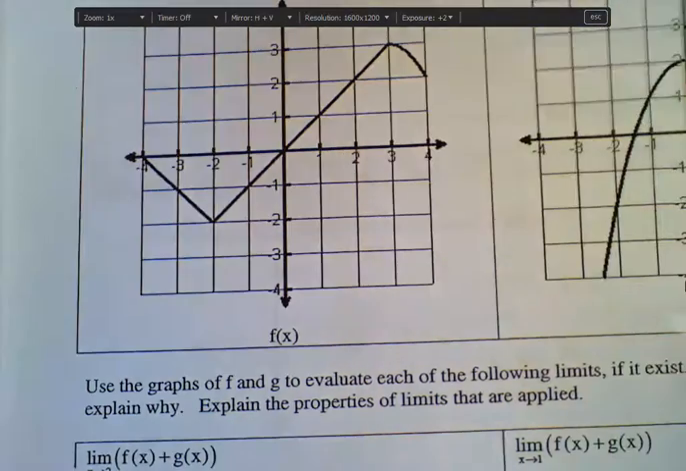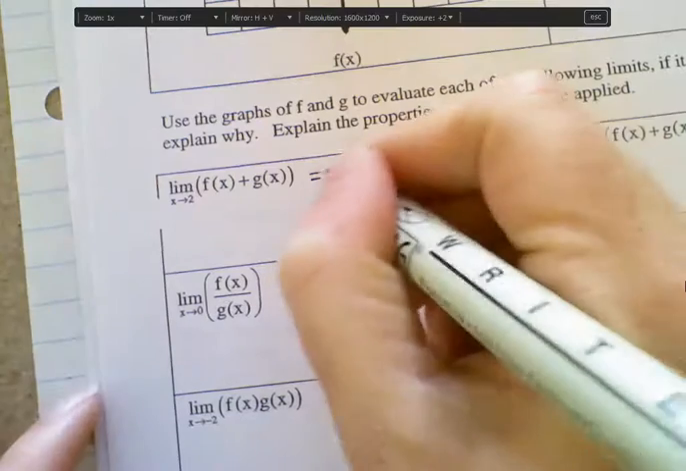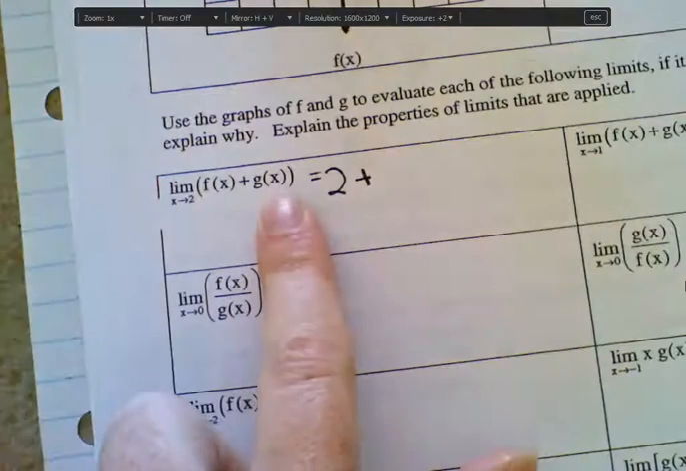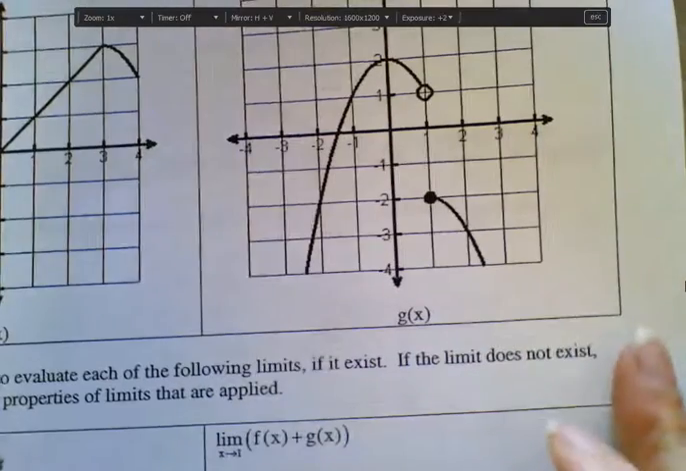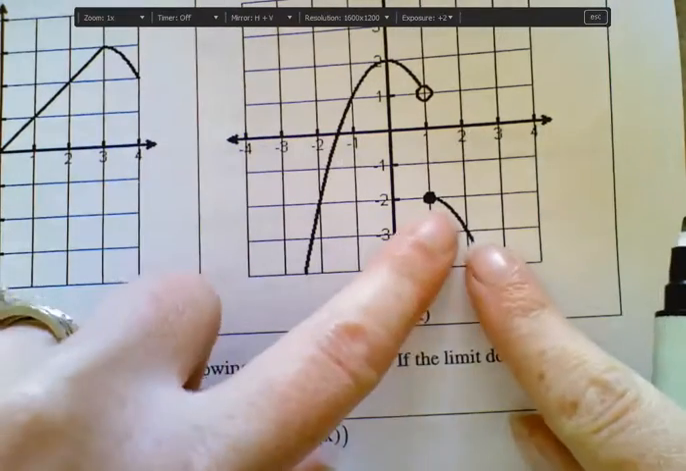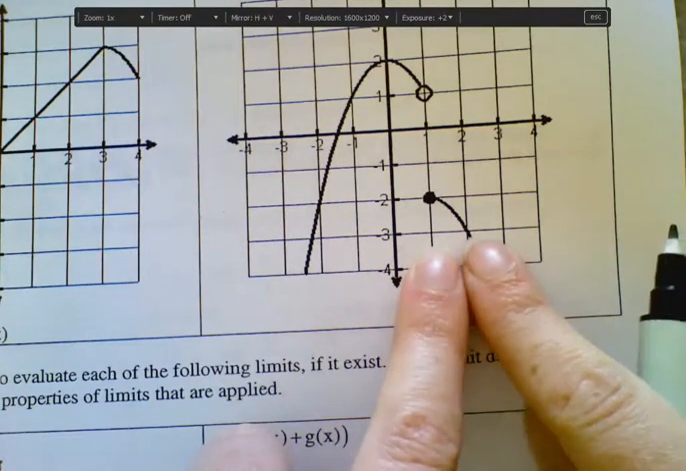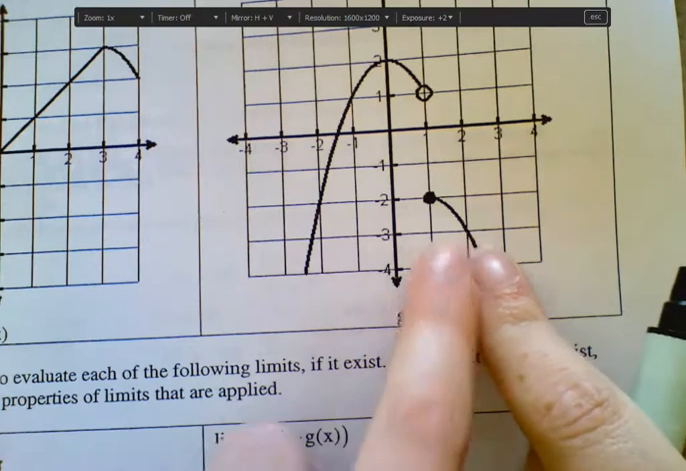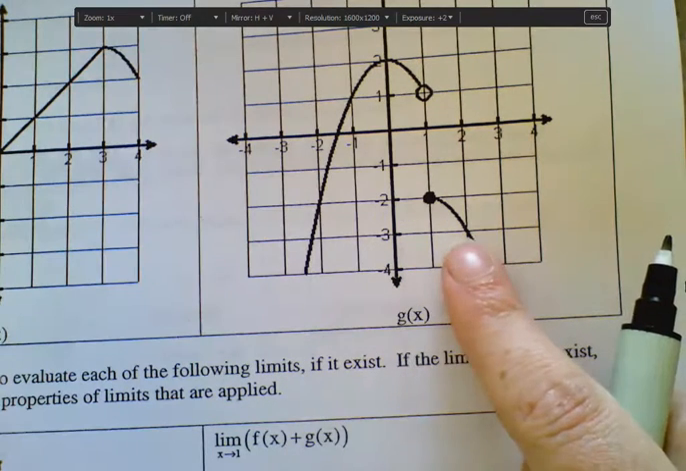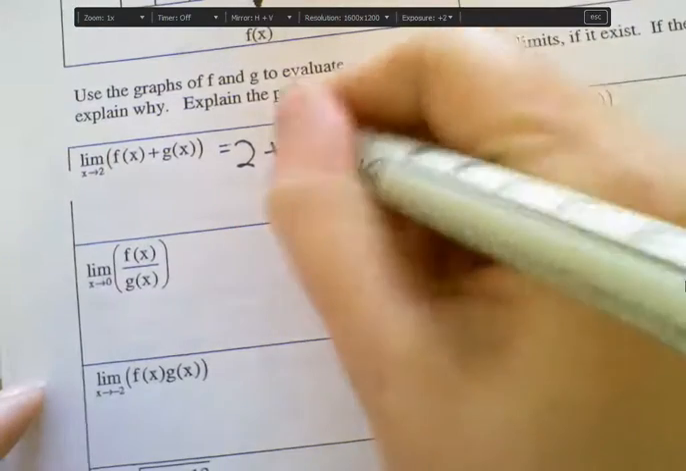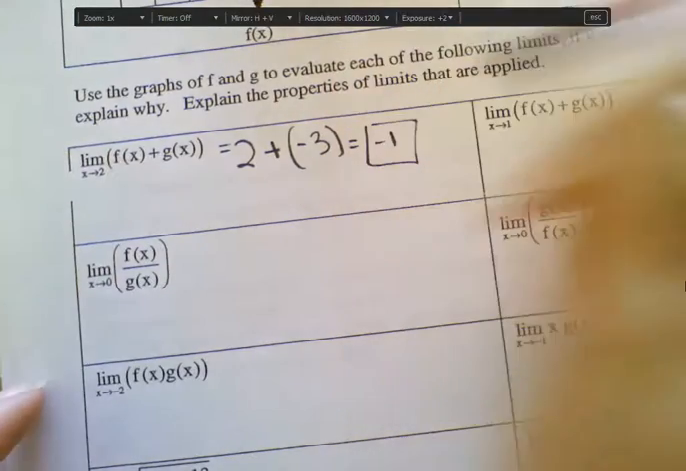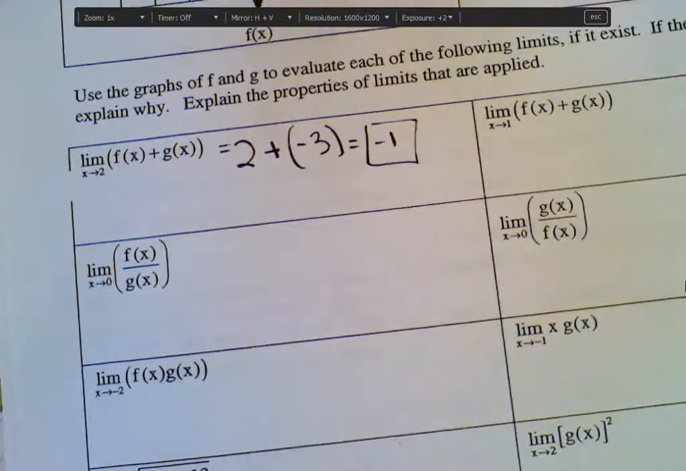So I'm going to put down here 2 plus, and now I need to go to my graph g of x. As we approach 2 from the left and right, what does it seem to be? Negative 3, right? So I'm going to put down 2 plus negative 3, which gives me negative 1 overall. So why don't you guys take a moment and work through these. If the limit does not exist, please state why, or why you think it doesn't exist.